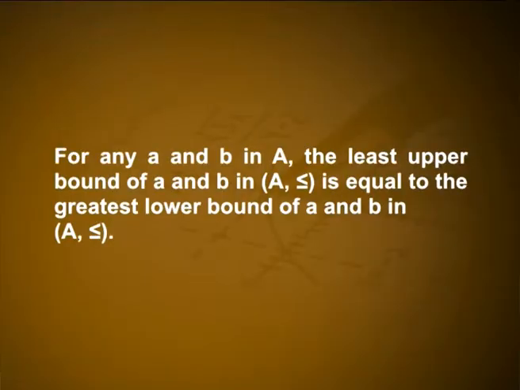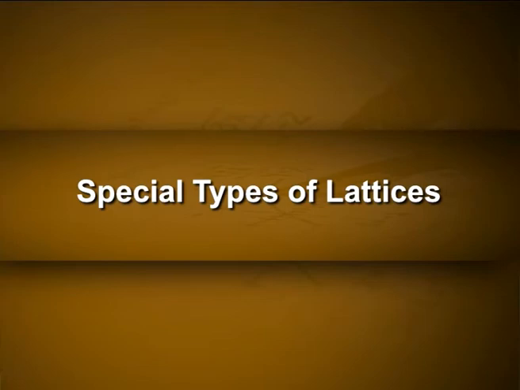In fact, for any a and b in A, the least upper bound of a and b in (A, ≤) is equal to the greatest lower bound of a and b in (A, ≥). Similarly, the greatest lower bound of a and b in (A, ≤) is equal to the least upper bound of a and b in (A, ≥). If A is a finite set, this property can easily be seen by examining the Hasse diagrams of the poset and its dual. Special types of lattices.